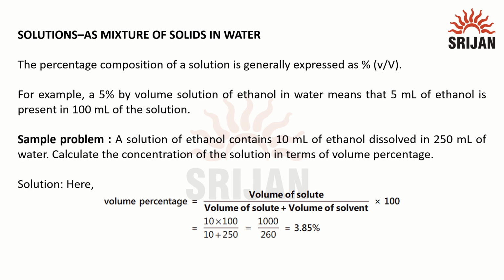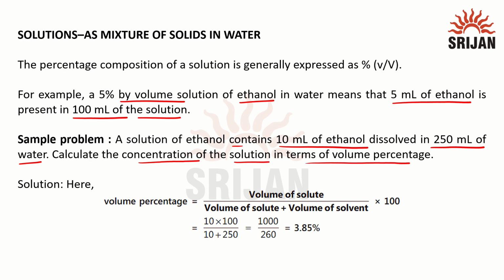If we see an example, a 5% by volume solution of ethanol in water means that 5 ml of ethanol is present in 100 ml of the solution. So take a solution of ethanol containing 10 ml of ethanol dissolved in 250 ml of water. Calculate the concentration of the solution in terms of volume percent.